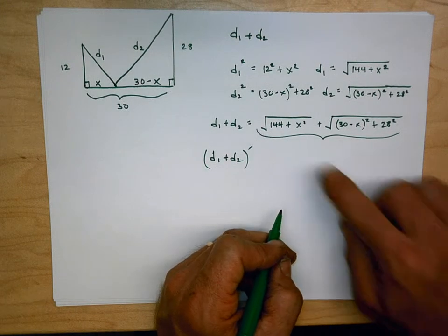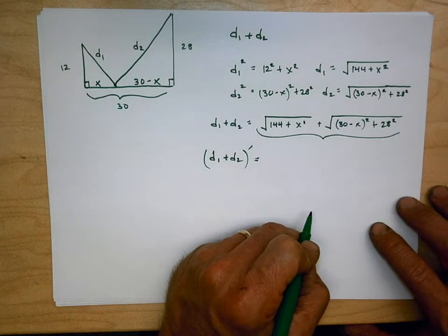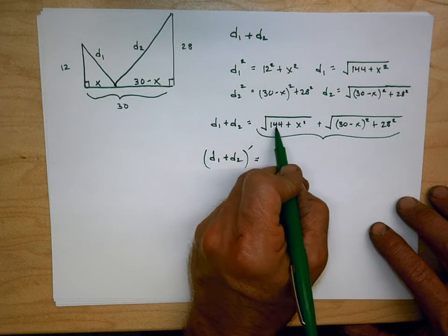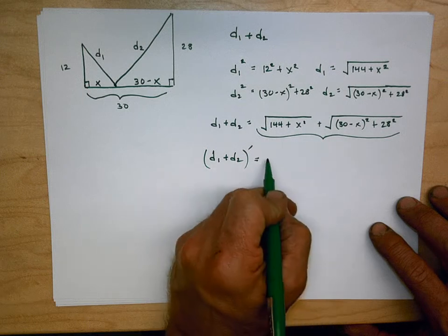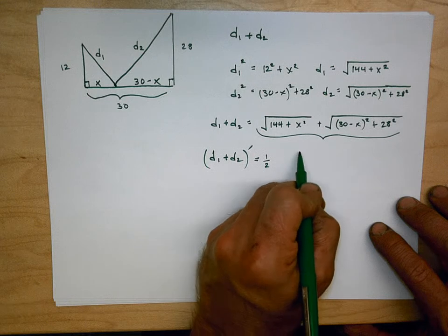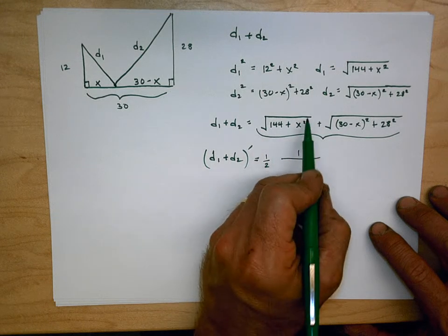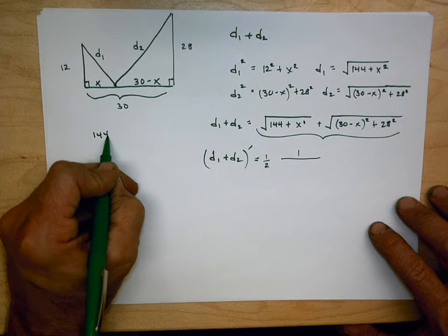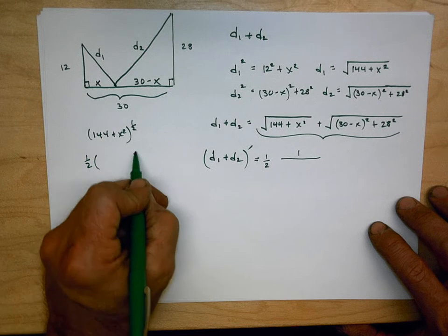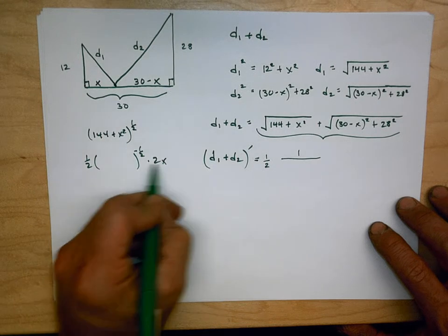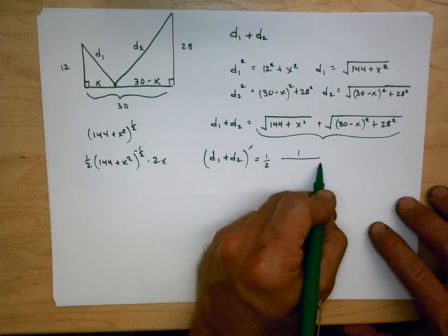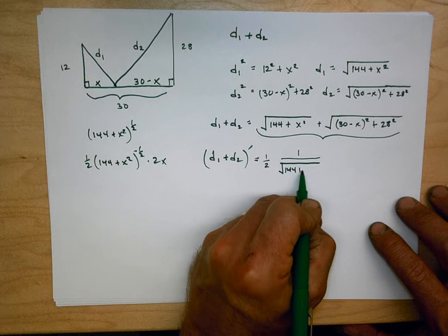Here, I'm going to go through this somewhat quickly. The derivative of this, I'm going to use the chain rule. So we can think of this as (144 plus x squared) to the 1/2. If we take the derivative, it's 1/2, and then that whole thing to the negative 1/2 times the derivative of the inside, which is 2x. And this part stays the same. But of course that is 1 over the square root of 144 plus x squared.